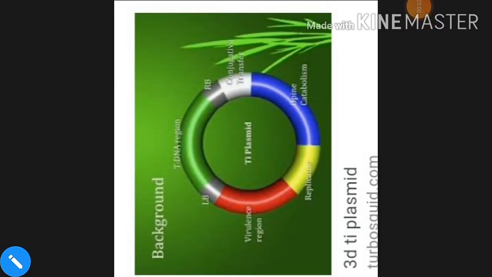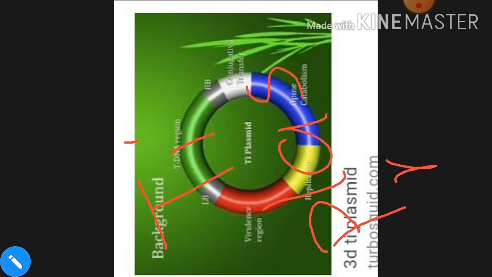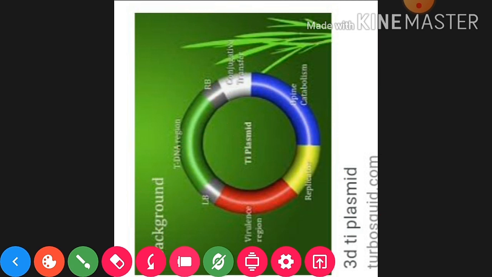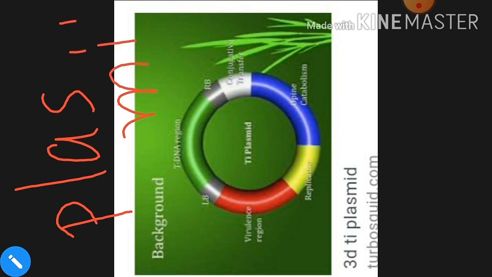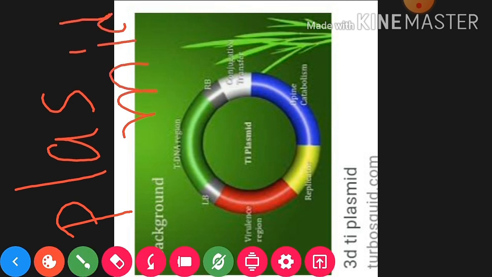Hello students, in this video we are going to discuss the next topic, the Ti plasmid. We are going to discuss the next cloning vector, the Ti plasmid. Now you know very well about plasmids. What are plasmids? You know very well, these are present in bacteria. So similarly, what happens with the Ti plasmid?